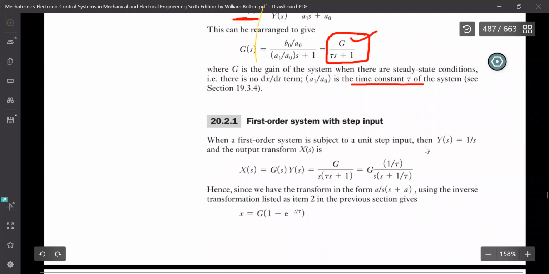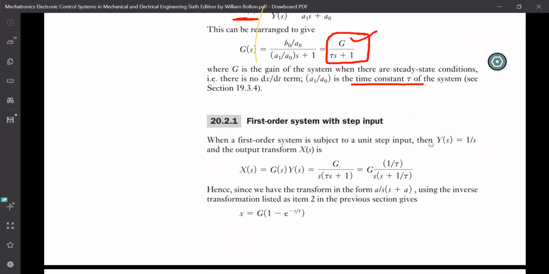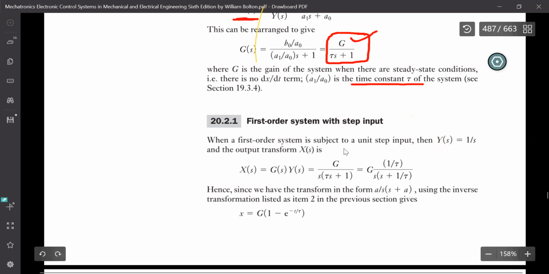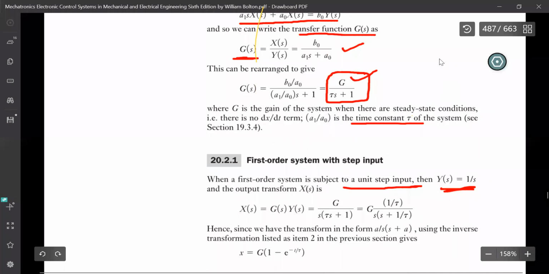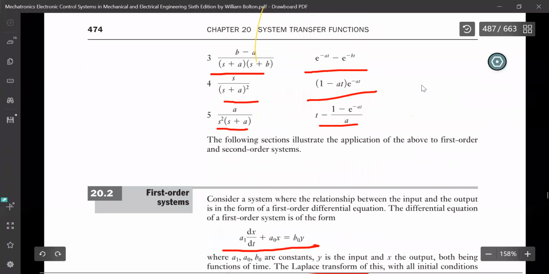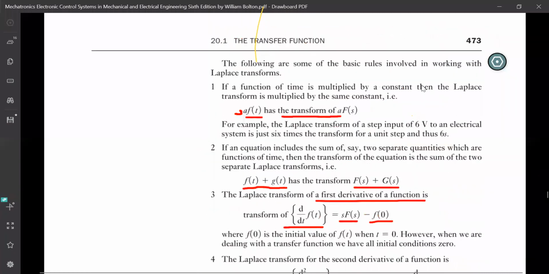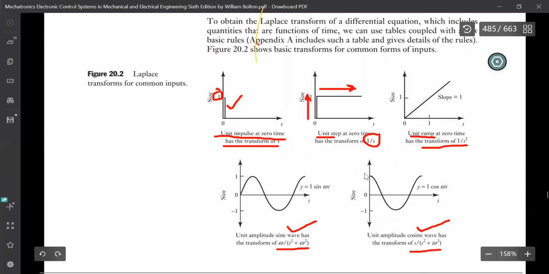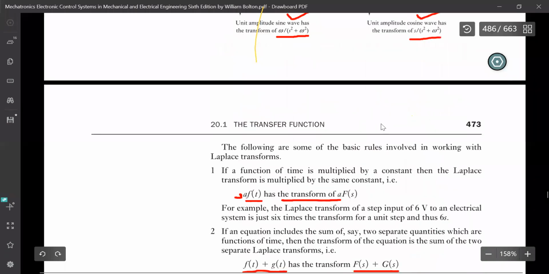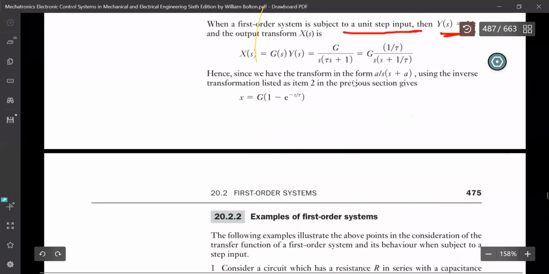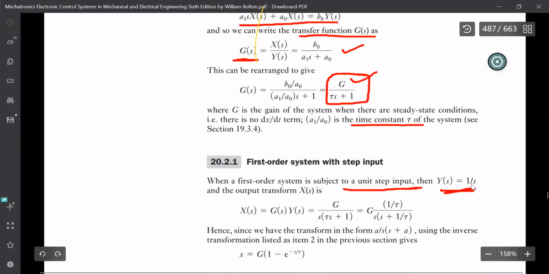Okay, you must remember. Now, the first order system with step input, like we have done in the previous class, where we discussed the step input given to the first order system. Similarly, we'll be discussing that over here as well. So when our first order system is subjected to a unit step input, then Y(s) would be 1 by s. Do you remember from the previous graph? Should I go back and tell you? So this is a unit step input. What was the transfer function? It was 1 by s. So similarly, we are using it. So we have a unit step input, then our transfer function would be 1 by s.